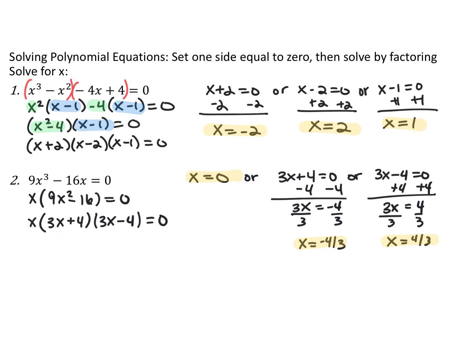So again, zero product property with 3 terms, just like the one before it. So I have x equals 0, I have 3x plus 4 equals 0, or I have 3x minus 4 equals 0. X equals 0 is just x equals 0. And then these two I solved and I got x equals negative 4/3 and x equals positive 4/3. So at this point, the only way we can solve a higher order polynomial equation is if it factors without a graphing calculator. Later on, we'll learn another method to solve these.